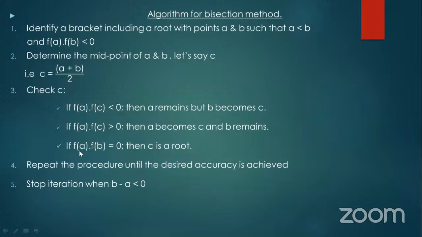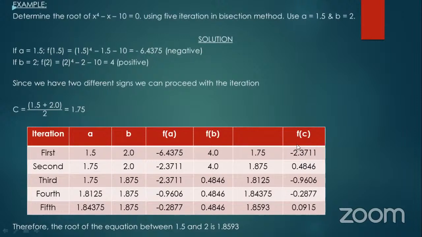Why the function of C? The third point is if the function of A and the function of B equals 0, then that's our root. So I'll come back here. Since our function of C is a negative value, we take our C now to be our new A, which is negative. One of the roots must be negative. Our C now is our A, which is 1.75. So our B remains, which is a positive value, 2.